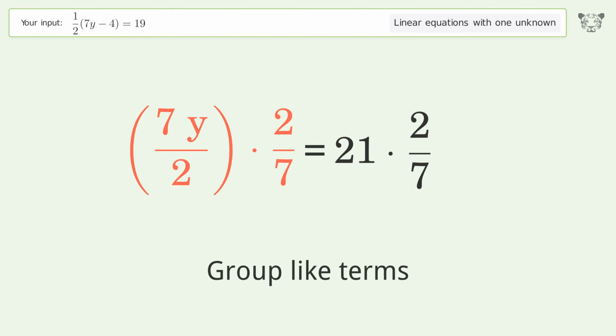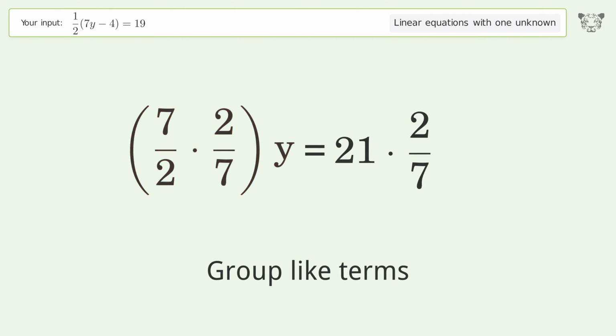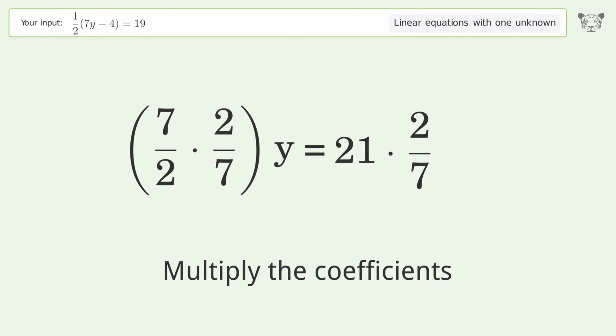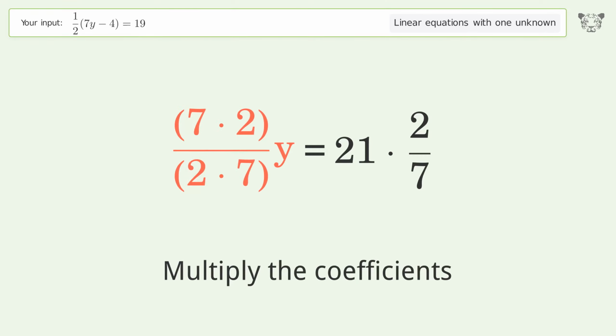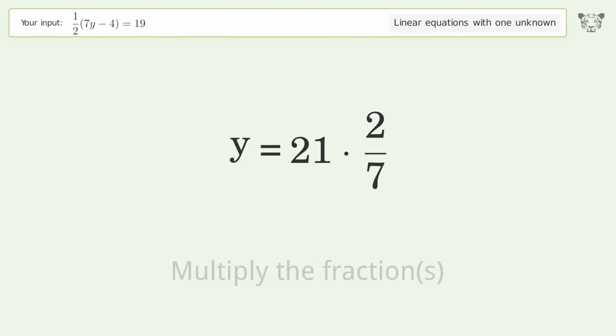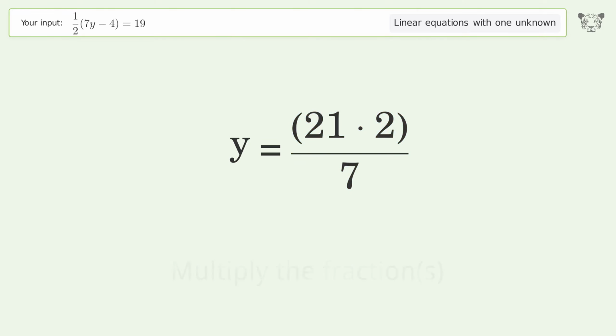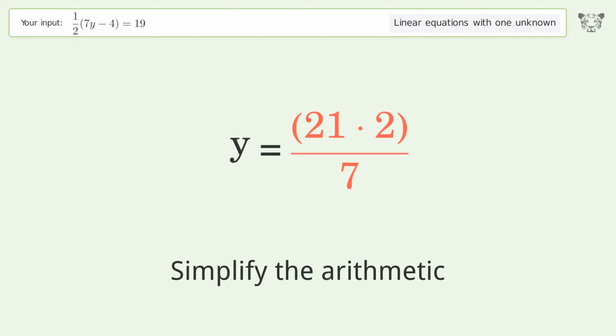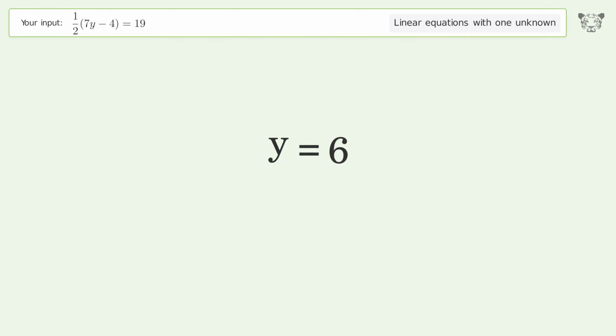Group like terms. Multiply the coefficients. Simplify the fraction. Multiply the fractions. Simplify the arithmetic. And so the final result is y equals 6.